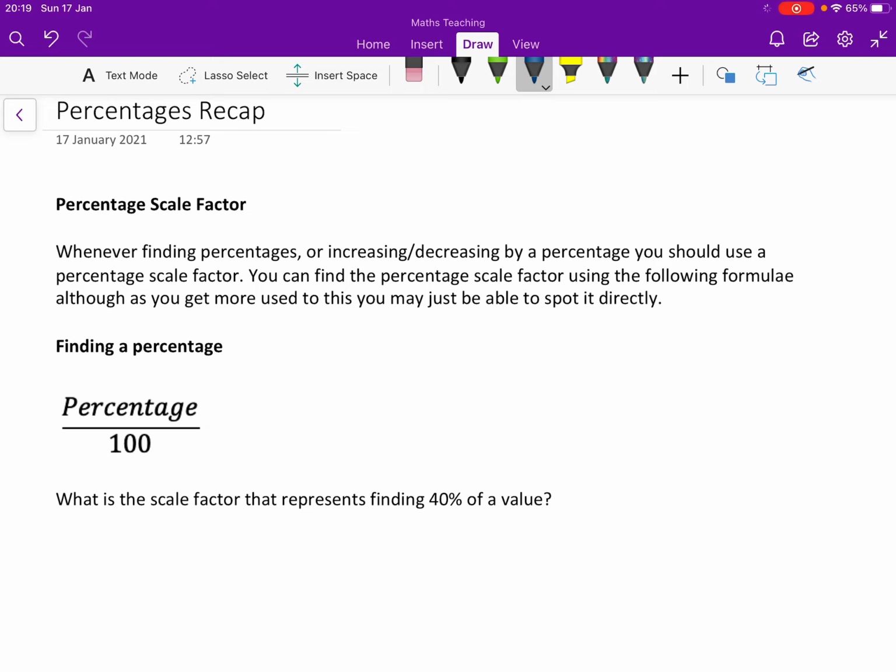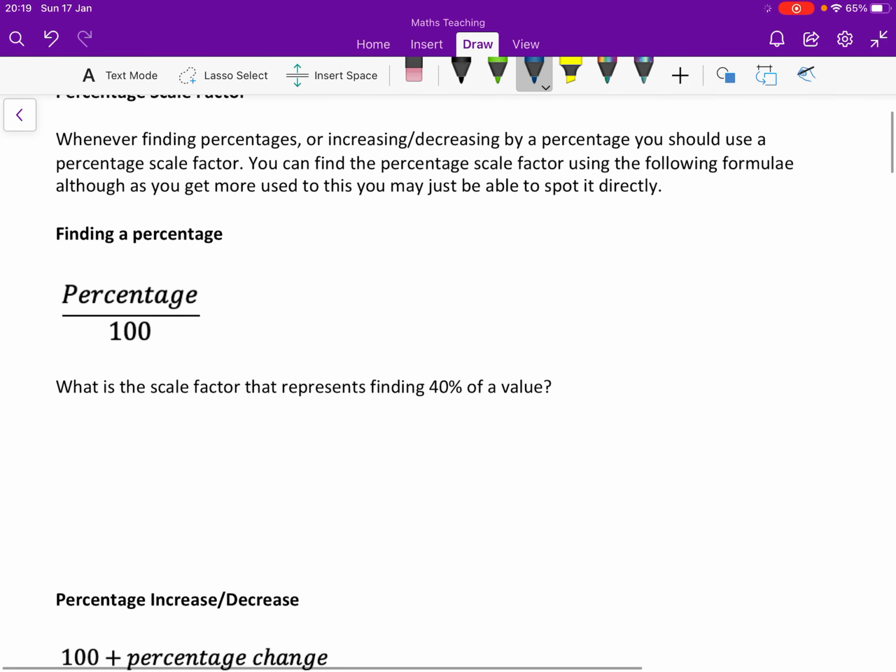And the more you're used to it, you may just be able to spot these things directly, but start by being able to find out the scale factor. So there are 3 cases we're going to look at. The first one is finding a percentage of something.